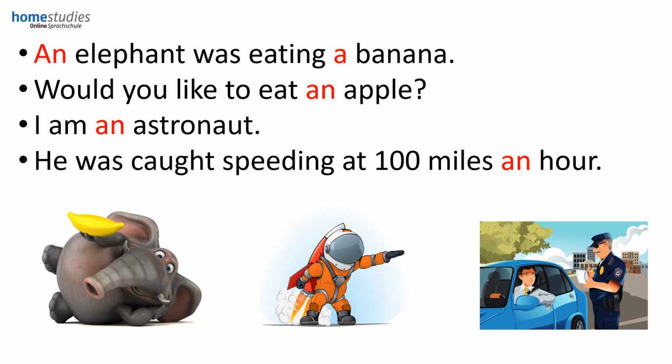Now remember, we use a or an depending on the pronunciation, not on the spelling. So we use a before a consonant sound and an before a vowel sound. In the first example, eating a banana, we have a consonant sound, so it's a. And in the second example, would you like to eat an apple? It's a vowel sound, so we use an. Similarly, I am an astronaut. Again, a vowel sound. And also, he was caught speeding at 100 miles an hour uses a vowel sound. So it's not on the spelling.